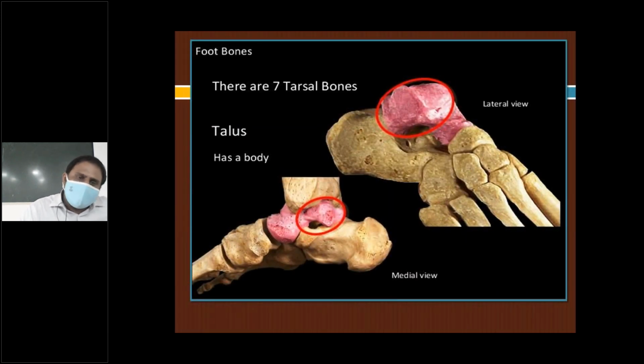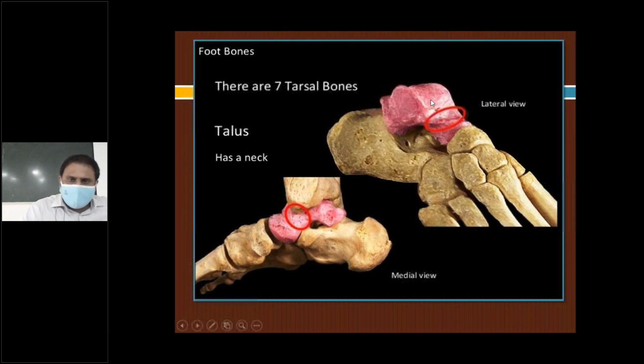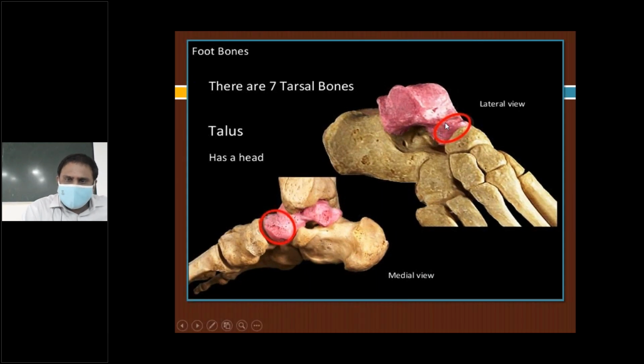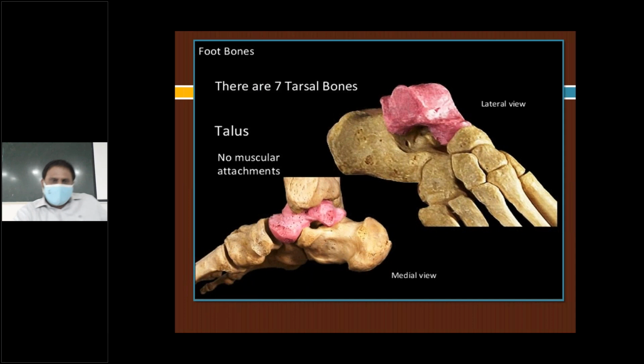The talus consists of the body, the neck, and the head. The head articulates with the navicular. It is important that there is no muscular attachment, only ligaments.